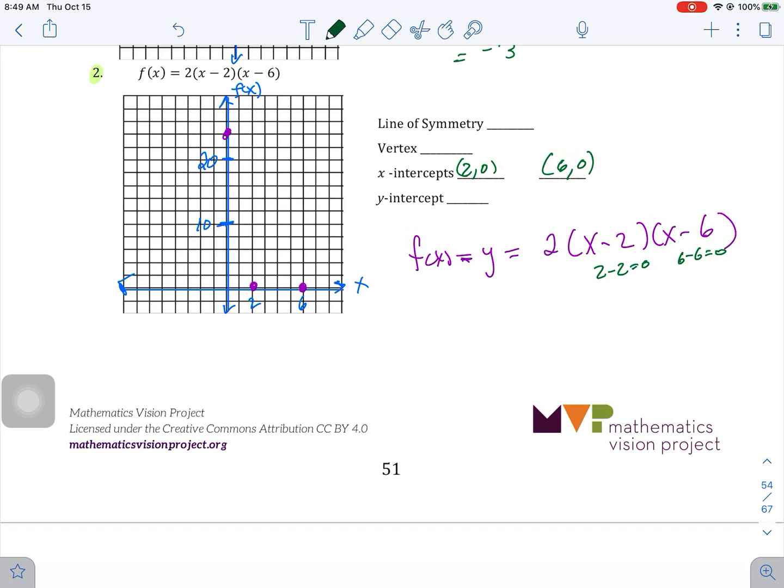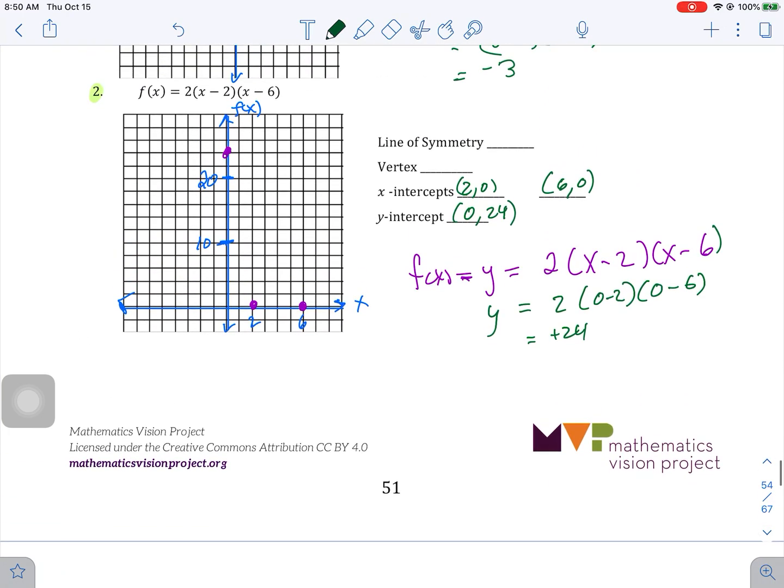And if I plug in a 0 into x, I can find the y-intercept. So the y-intercept is going to be at 2 times 0 minus 2 times 0 minus 6. So negative 12 times 2 is equal to negative 24. But negative times negative is a positive, so it's actually positive 24. So actually we'll have 0, 24 as the y-intercept.